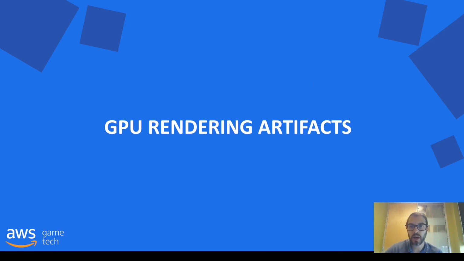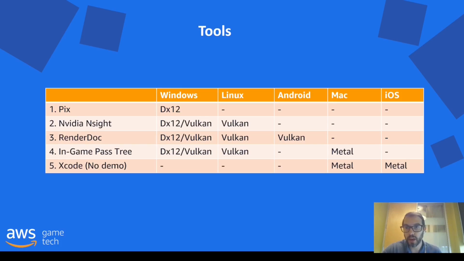For this part of the talk, I will be going over tools that you can use for your platform to help investigate your GPU-related bugs. If you have, let's say, black pixels or something that doesn't look right, you can use these tools to do GPU capture and investigate data related to every pass in your frame. We have a few tools here, very similar to the GPU profiling section: PIX, Nvidia Nsight, RenderDoc, in-game pass tree viewer, and XCode. I have not attached an XCode demo with this talk, and that may come at a future date.